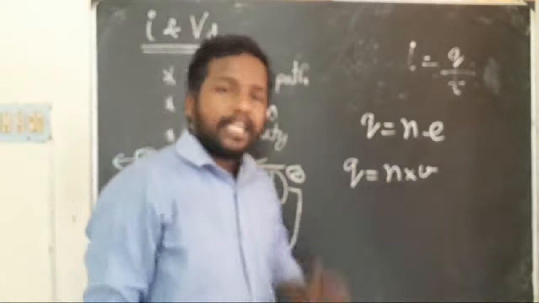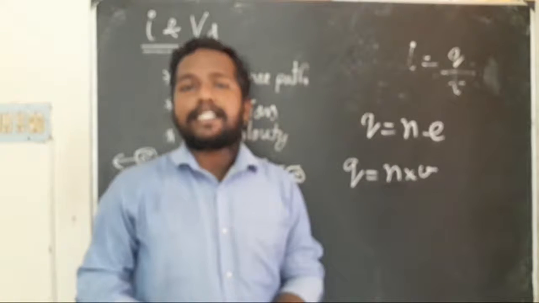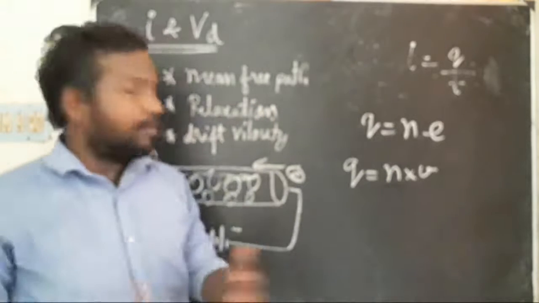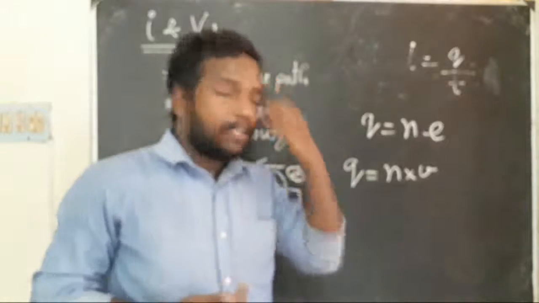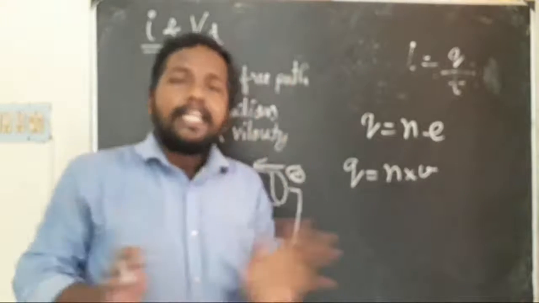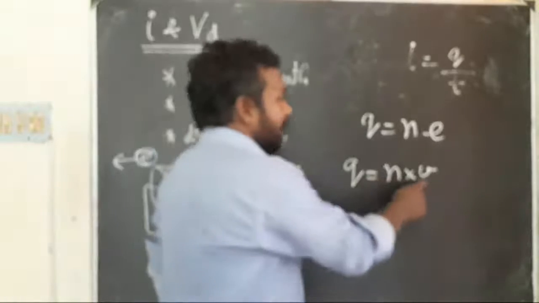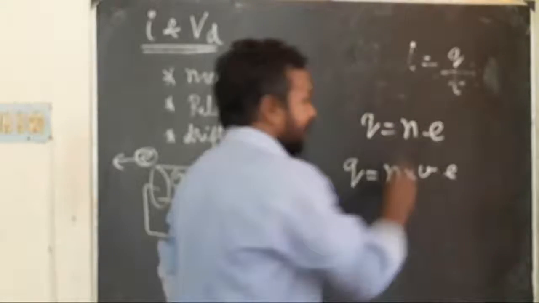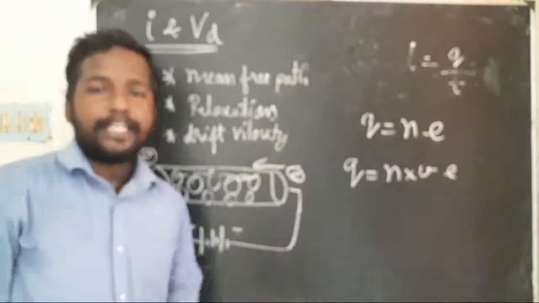Because number of electrons per unit volume is not going to give us the charge of the electron. The unit will become wrong. So if you multiply with volume, then only this will get balanced. N V E, like that we can take it. See how I am going to do the next step.